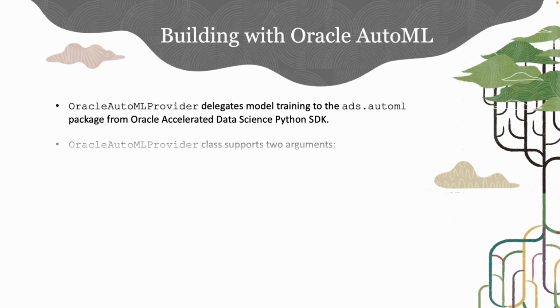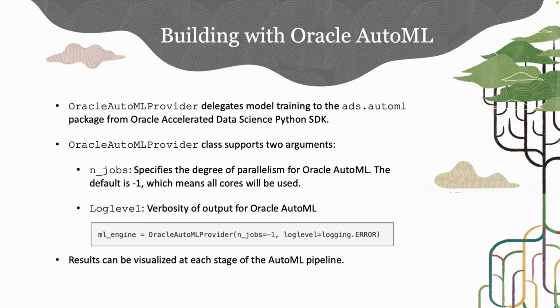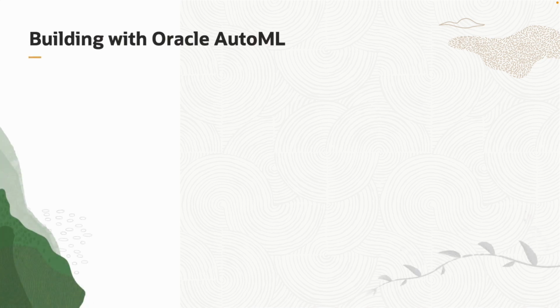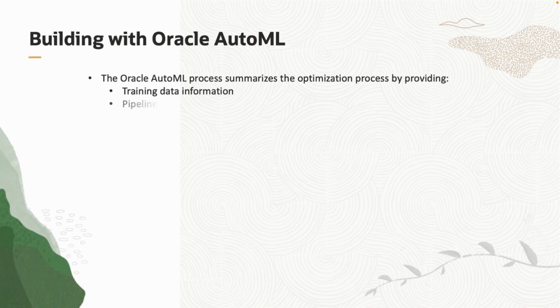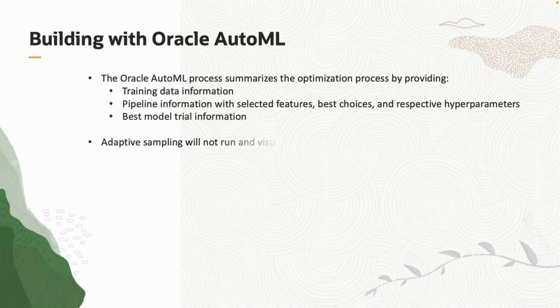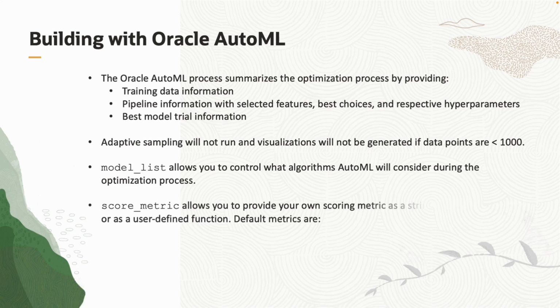Oracle AutoML Provider delegates model training to the ADS AutoML package. It supports two arguments: n_jobs, which allows you to specify the degree of parallelism, the default is -1, which means all cores are used, and log level, which allows you to control the verbosity of the output. You can visualize results at each stage of the pipeline. The Oracle AutoML process provides summaries, including training data information, pipeline information, and model trial information.